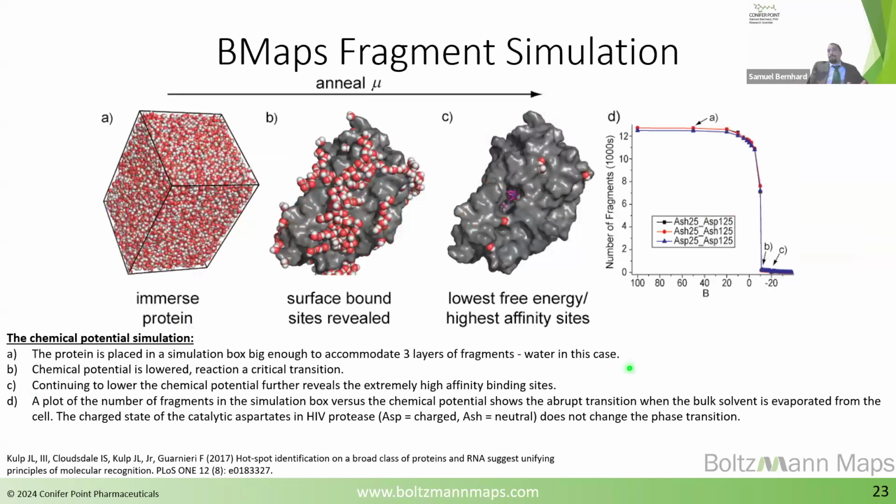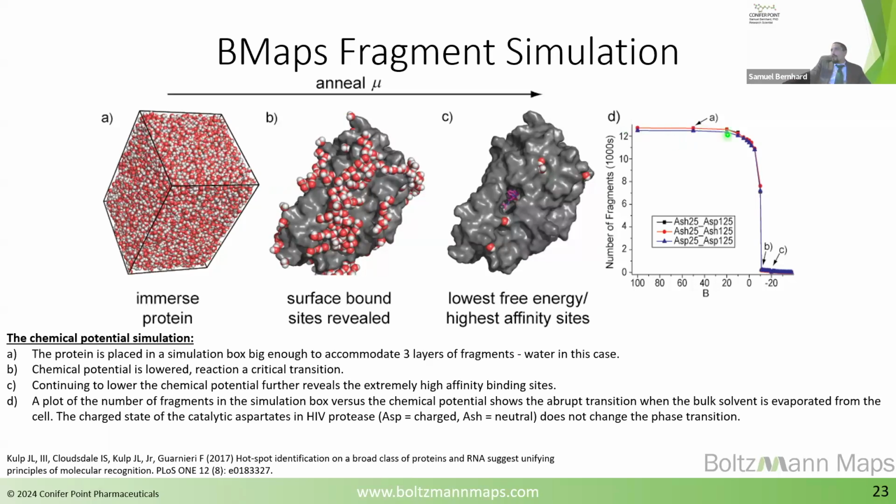And before I discuss the results of fragment screening, I'd like to take a moment to discuss how our fragment simulations work. So at the earliest stage of the simulation, the protein is placed in a simulation box big enough to accommodate 3 layers of the desired fragment. In the case shown, this is 1. So the simulation is started with a high chemical potential, where fragment molecules rapidly fill the box and occupy all cavities at the surface and deep within the protein.